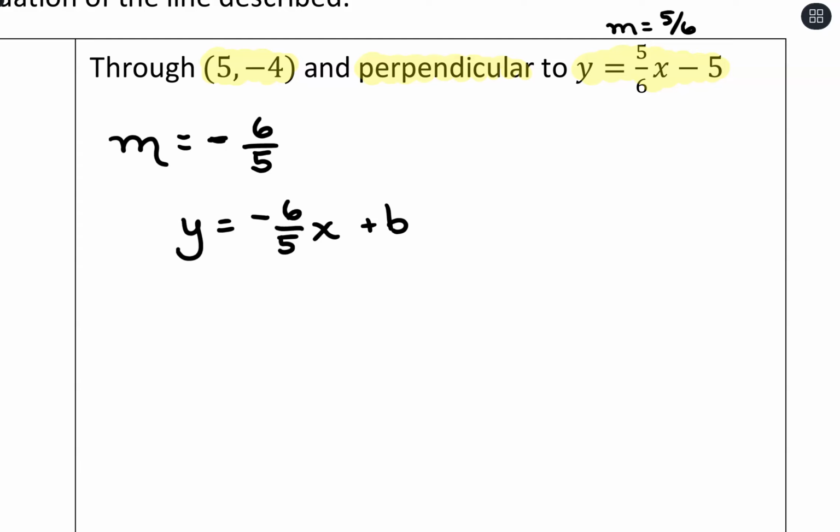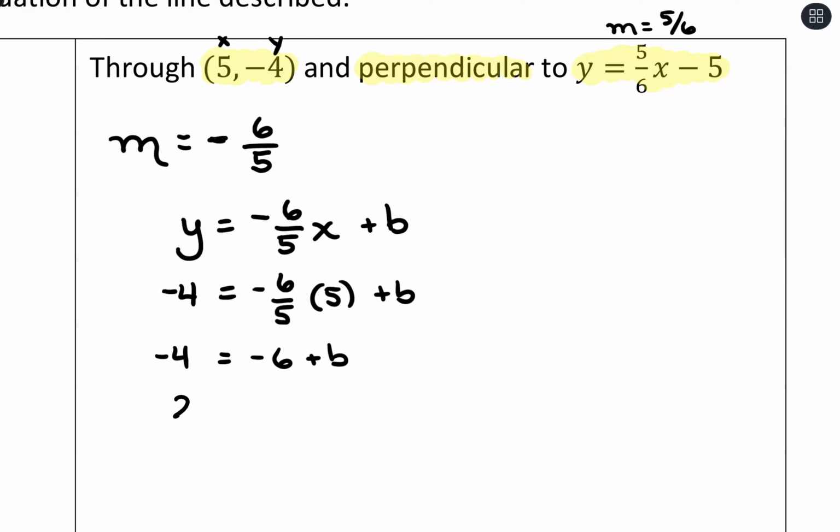And then to find out what b is, we're going to plug in that coordinate where x is 5, y is negative 4. So negative 4 equals negative 6/5 times 5 plus b, which is negative 4 equals negative 6 plus b. Add 6 to both sides, so b is equal to 2. So we're going to have the line y equals negative 6/5 x plus 2.